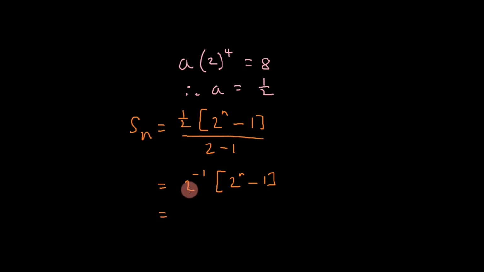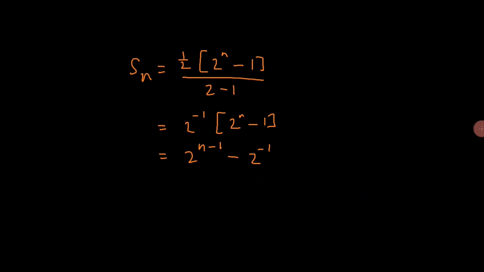And now we can multiply the 2 to the negative 1 into the brackets. And we get 2 to the, adding the powers, minus 1 plus n is n minus 1. And, of course, multiplying 2 to the negative 1 by negative 1 as well will give us minus 2 to the negative 1. We could also write this as a half, of course. So we should really write the answer with a positive power. So it's 2 to the n minus 1 minus a half. And this is the equation for the general sum which we needed to find.